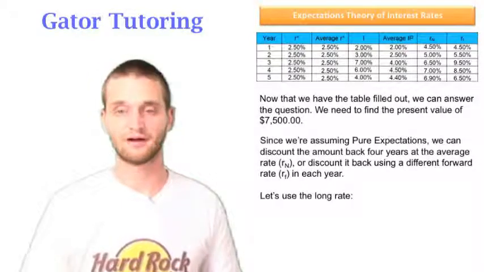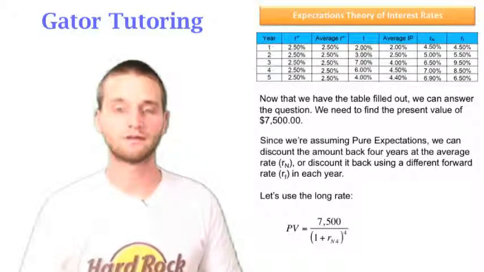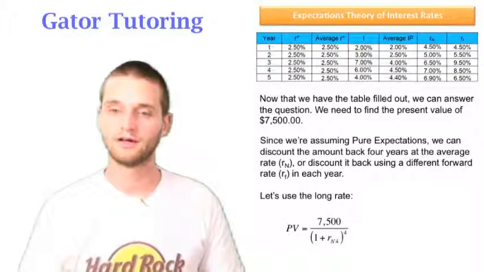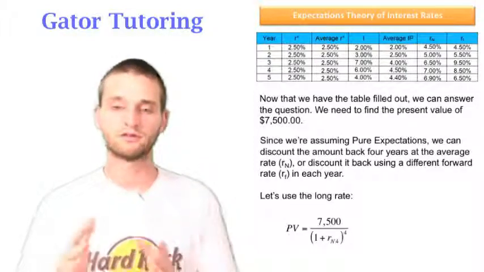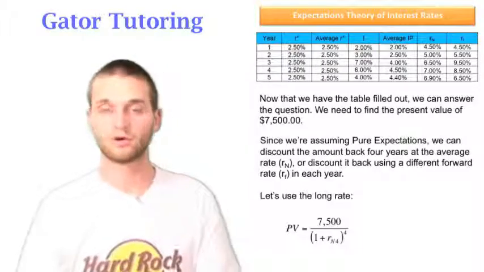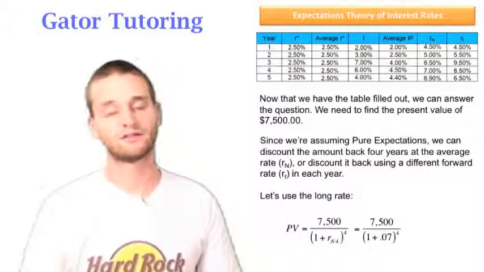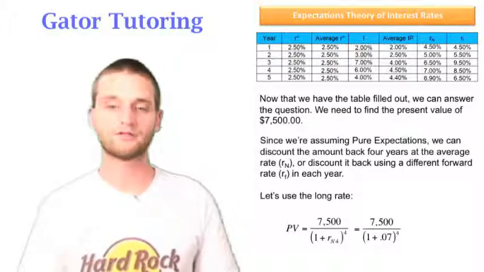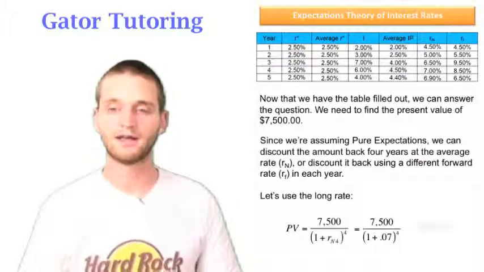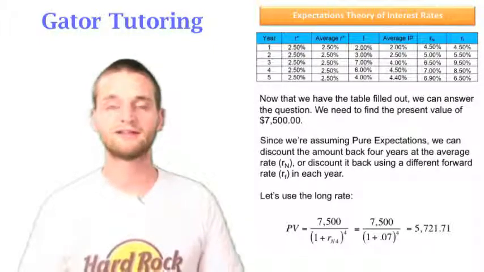We can just raise it to the 4th power as opposed to having to use all of the different spot rates at different times. So the present value of $7,500 to be received 4 years from now is going to be equal to 7,500 divided by 1 plus the long rate in year 4 raised to the 4th power. And that's 7%, so we take the 7,500, divide it by 1 plus 7%, raise it to the 4th power. That gives us a present value of $5,721.71.